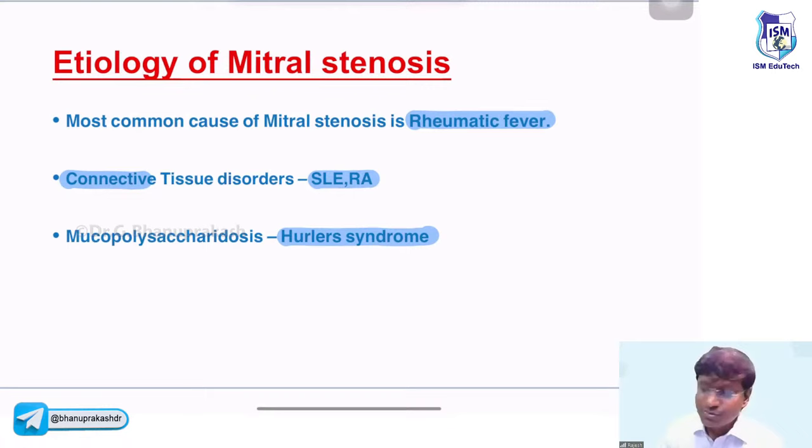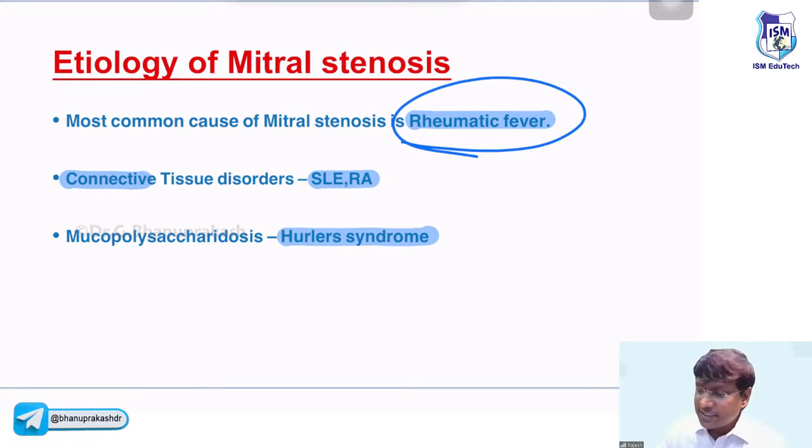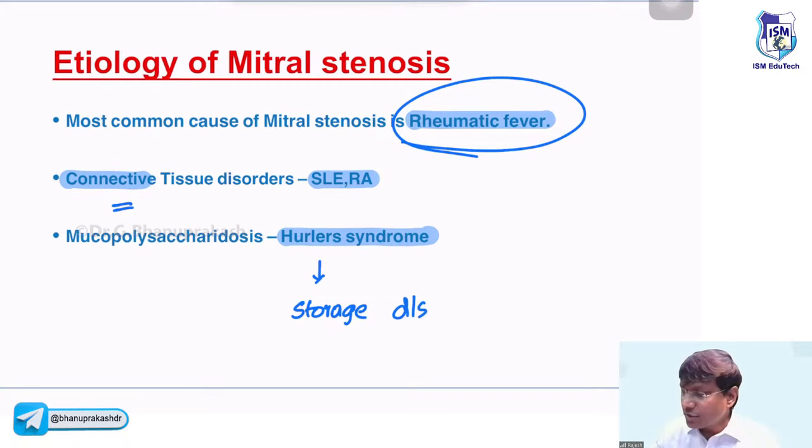And what are the other causes for your mitral stenosis? Connective tissue disorders, which will cause mitral stenosis, are systemic lupus erythematosus and rheumatoid arthritis. And we have a storage disorder, which will be causing the mitral stenosis, that is accumulation of the mucopolysaccharides, which is nothing but your Hurler syndrome, where you can have the development of mitral stenosis, okay?